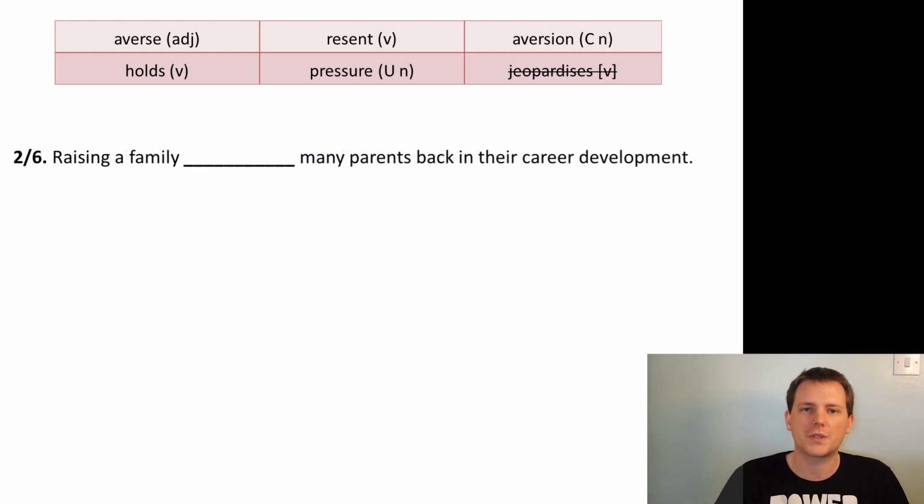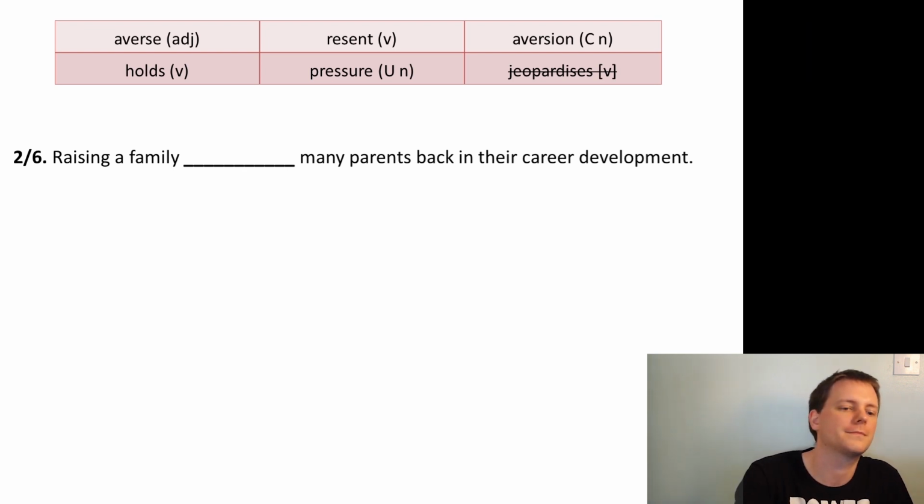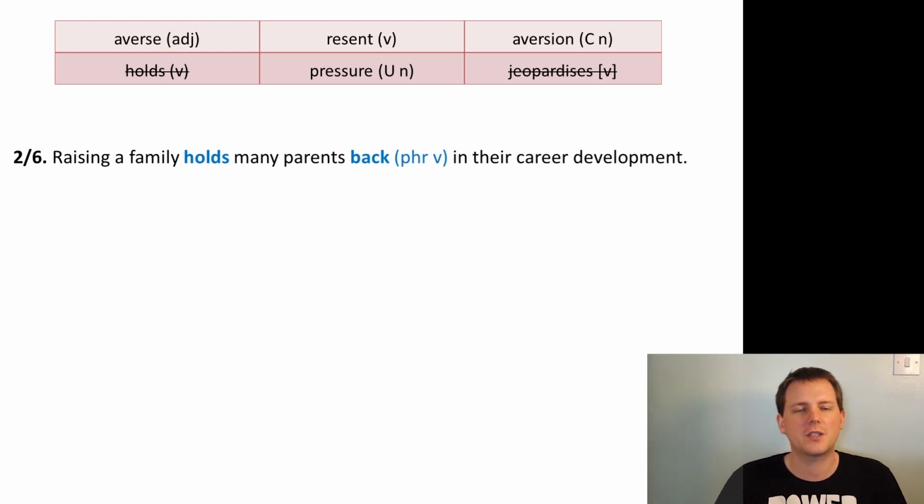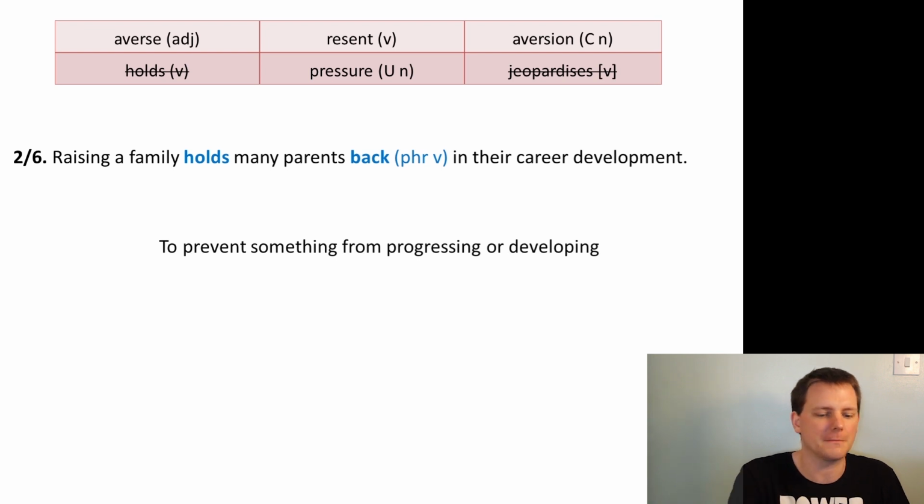Next one. Pause the video and choose a word. Okay. Raising a family holds many parents back in their career development. What topic is this then? Family, career development, family and work. Those kinds of topics. What is the key vocabulary here though? Holds back is a phrasal verb, which is quite useful here. So what does hold back mean? Well, it means to prevent something from progressing or developing. Like for example, here we have when parents are raising a family, of course it prevents their career from developing. It holds their career back. It's like that.